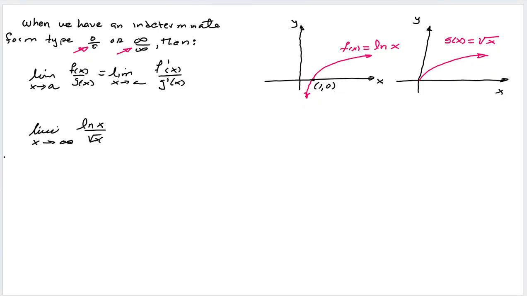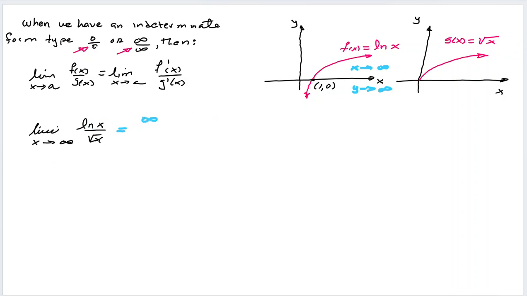Well, in this case, we need to find the limit when x approaches infinity of ln of x over square root of x. So let us analyze the two functions that are given. This is f of x equal to ln of x. You can see how as x approaches infinity, for this function, y also approaches infinity. So if you find the limit of the top, that will be infinity.